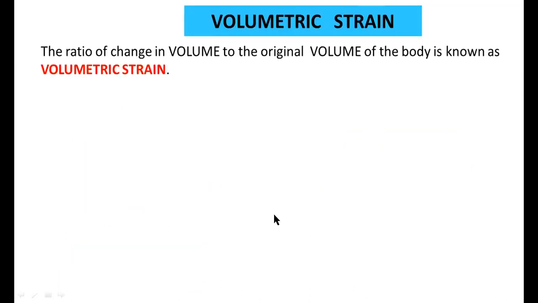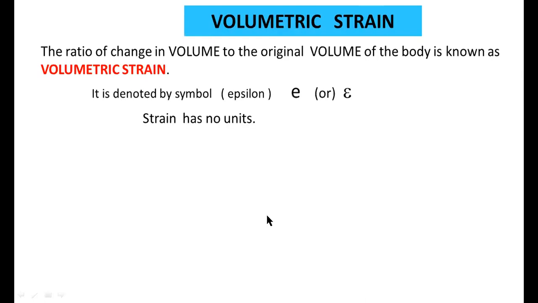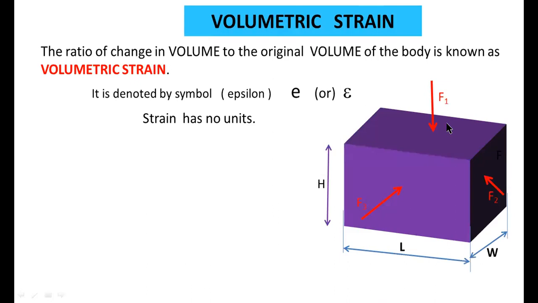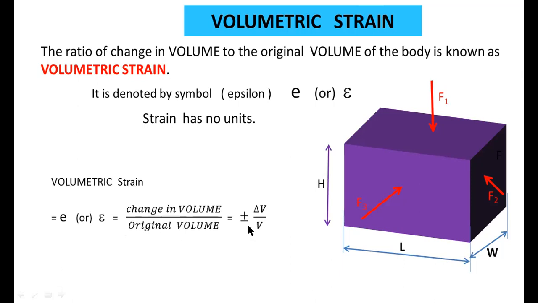Volumetric strain. The ratio of change in volume to the original volume of the body is known as volumetric strain. So here this is the example. This is a volume. When you are applying different loads, mutually perpendicular loads acting on the body, there is an increase or decrease in volume. The ratio of decrease or increase in volume, or deformed volume, divided by original volume is called volumetric strain. The ratio of change in volume by original volume is called volumetric strain.